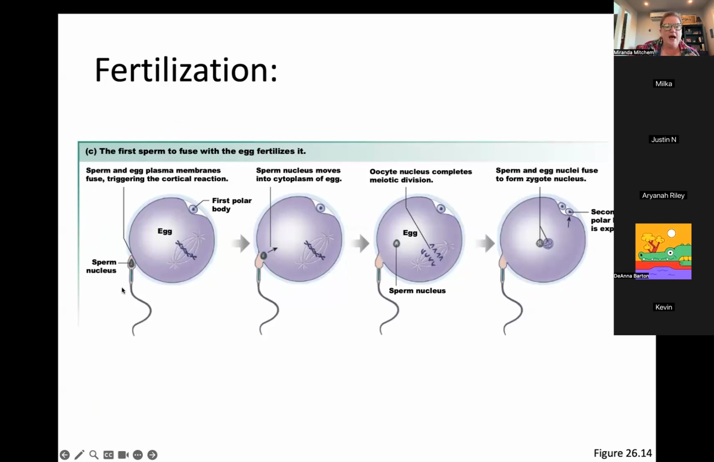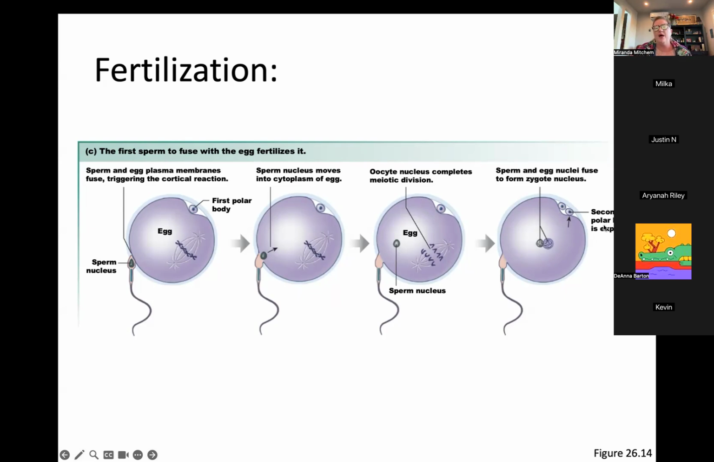Okay, so the first sperm to fuse, again, is going to win the race here. And it sends the sperm nucleus inside the egg. And then the egg is going to undergo meiosis, so we're becoming haploid. At this point, we've got our first polar body produced. When the sperm and egg fuse, making the zygote, then we expel the second polar body.